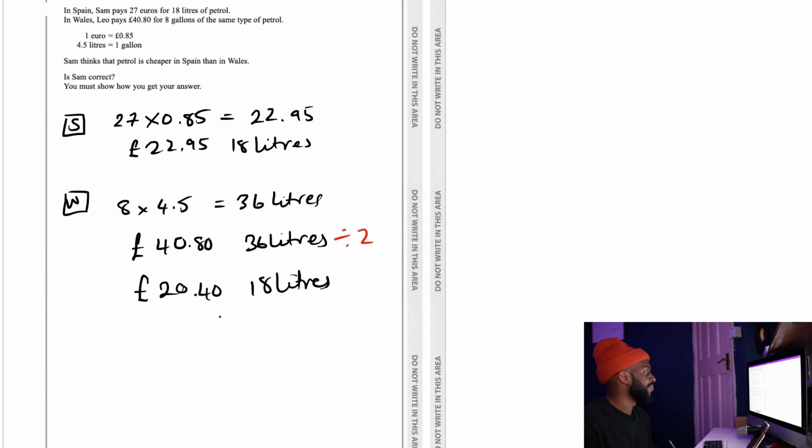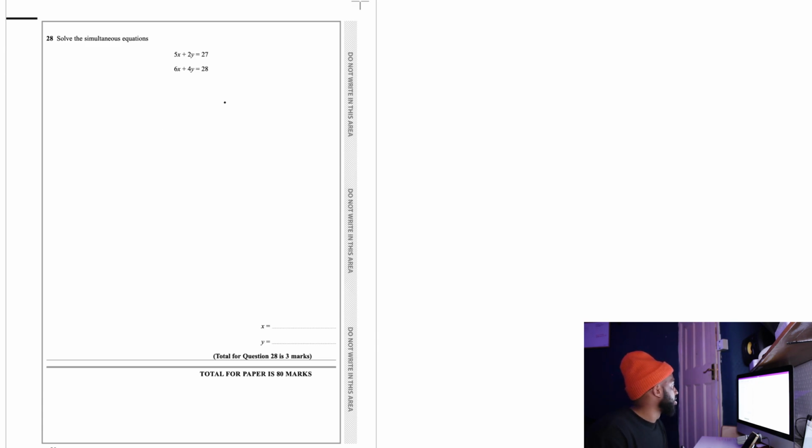It's cheaper in Wales. Okay, we've got a simultaneous equation question now. So the first step is to get either our x's or y's the same. In this case, I want to get the y's the same and times that top line by 2. So the y's are both going to be 4y. So if I times that top line out, I get 10x plus 4y equals 54. Bottom line, I keep the same. You can see we've got both 4y's. And then next, I'm going to minus the lines. So 10x minus 6x gives us 4x. They cancel out the 4y's. And 54 minus 28, that's going to give us 26.